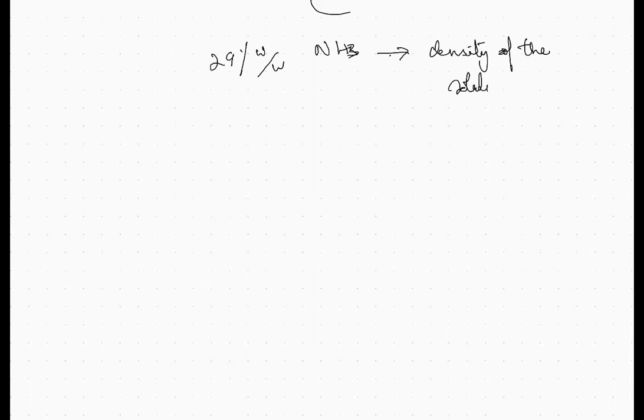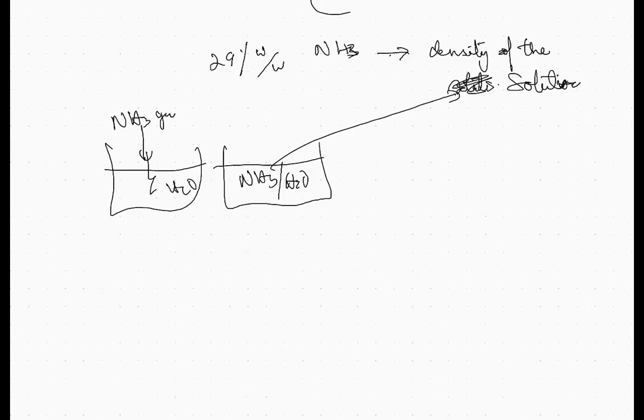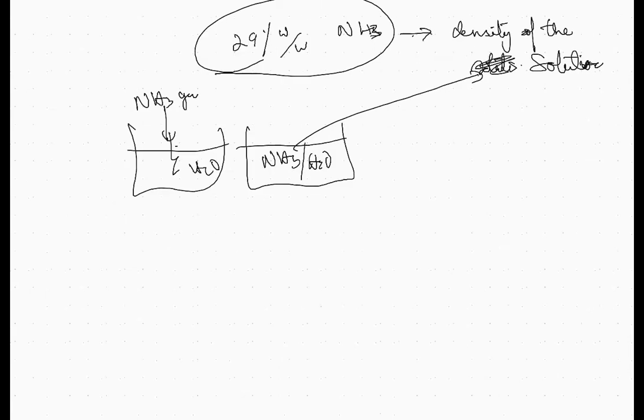All right, we have 29% weight to weight ammonia, and they tell us the density of the solution. If it is confusing, this is where the chemistry part comes. We have ammonia, a gas, and we put it in water and liquefy it. Now I have a solution of ammonia in water. The density is given, and 29% ammonia is the weight by weight. Now they are asking you to determine the molarity.